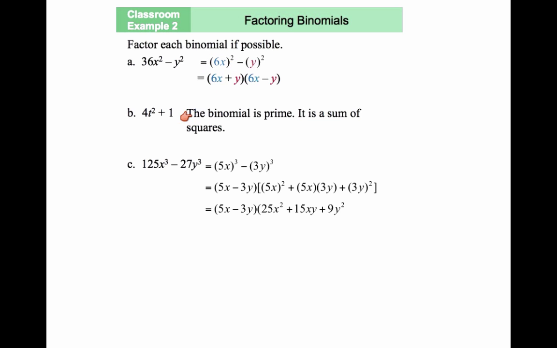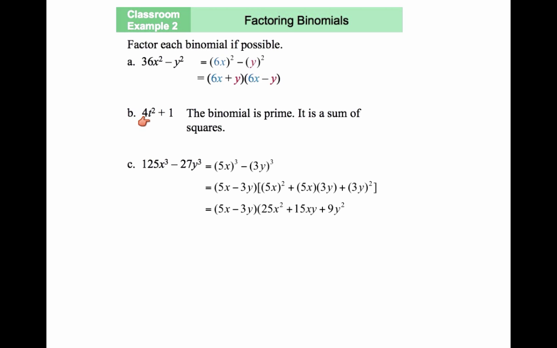Once I identify that, I can use my formula. Difference of squares would be a plus b times a minus b. You can switch these two terms around. You can put a minus b times a plus b. Doesn't make a difference. But once I find out what my first term and second term are, I can factor these out. So it would be 6x plus y times 6x minus y.